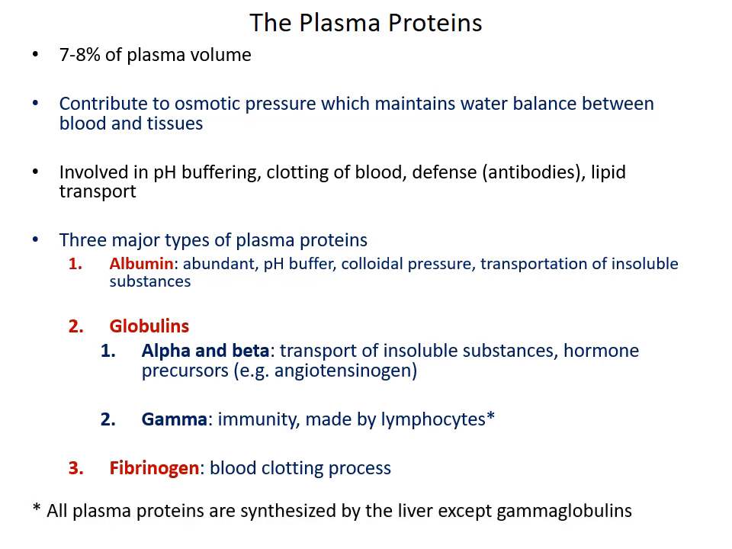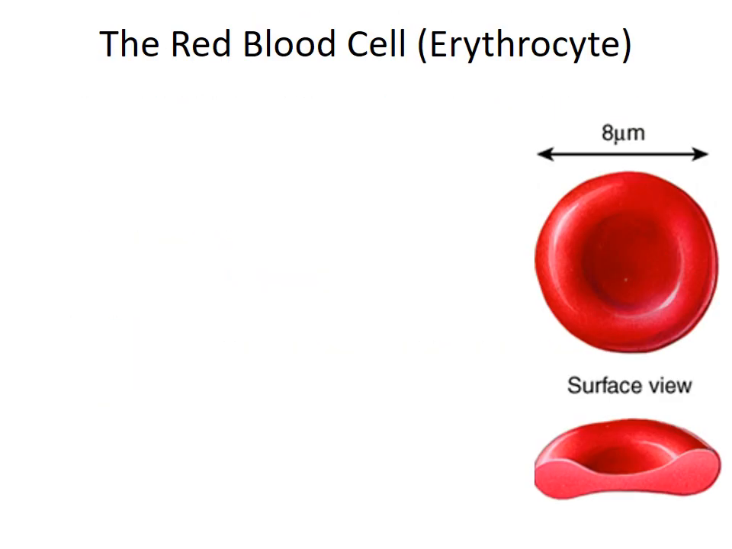All plasma proteins are synthesized by the liver except gamma globulins. That's the reason when a patient is suffering from liver disease, the production of all plasma proteins is affected except the gamma globulins. You can see that all the plasma protein production will be affected in the body because the liver is the source of these plasma proteins.